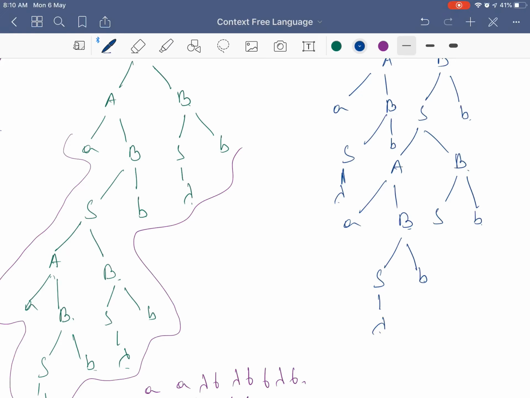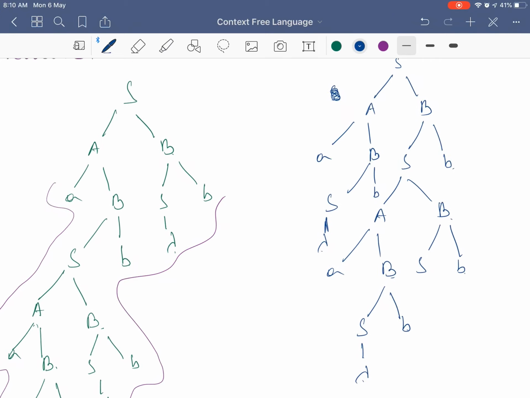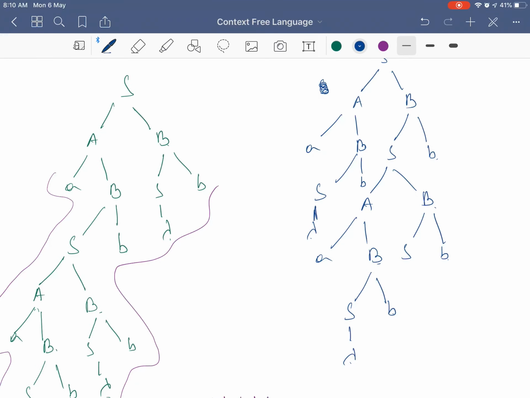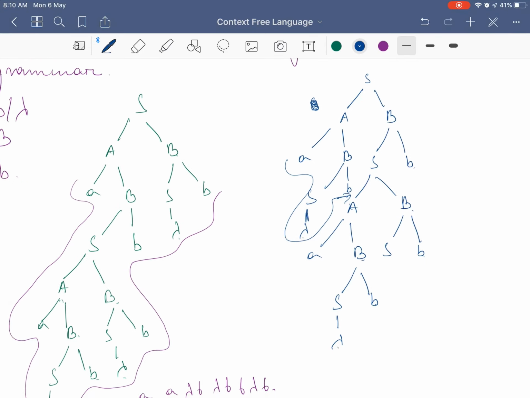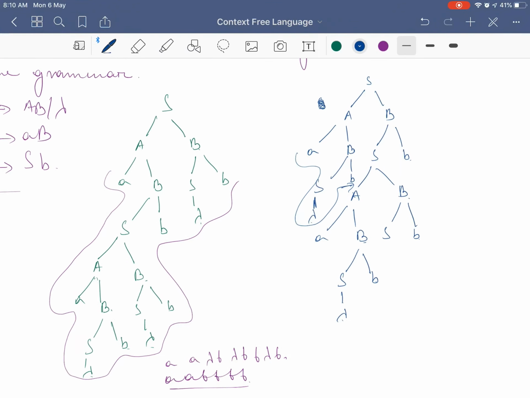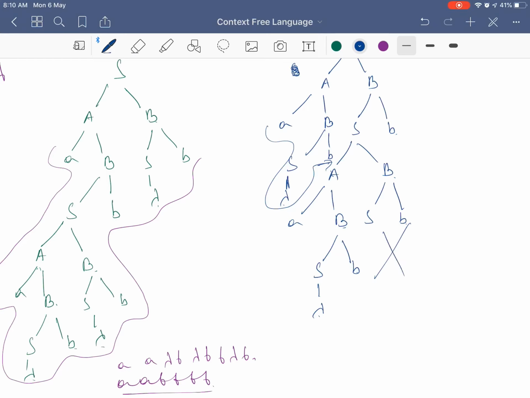No, I am not going to get it down. No, it is not possible in such cases. So this one is not possible. Look at this, after getting a lambda I am getting b again. So multiple trees for the same string are not possible in this case. So this one is not ambiguous. You have to check whether ambiguity is possible for this language or not.